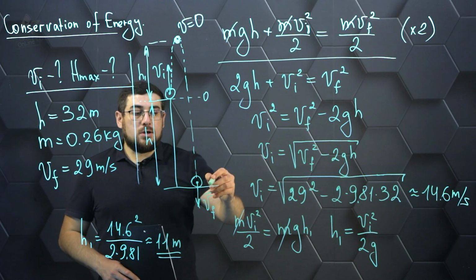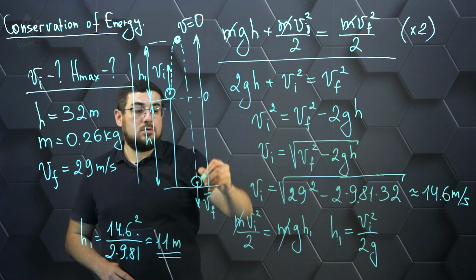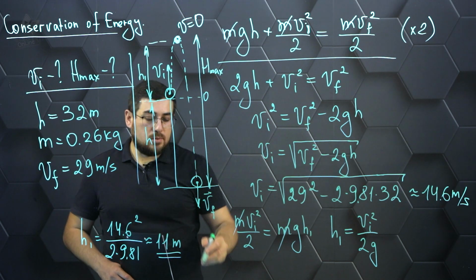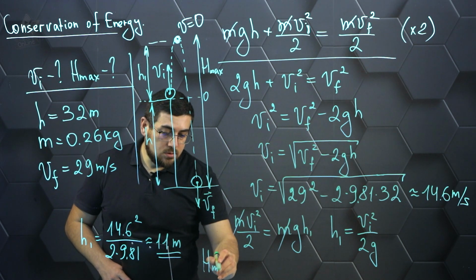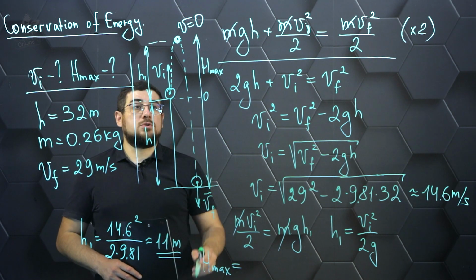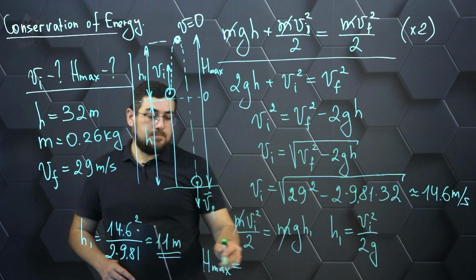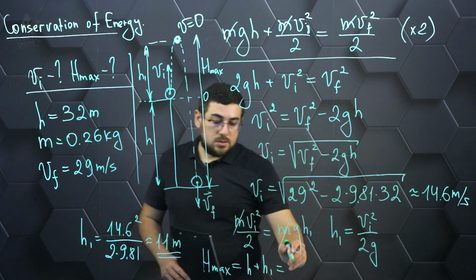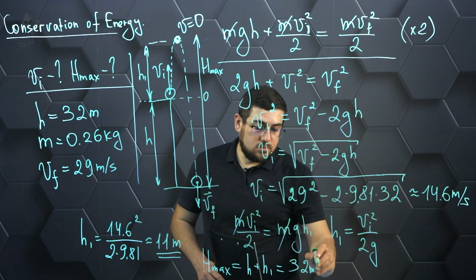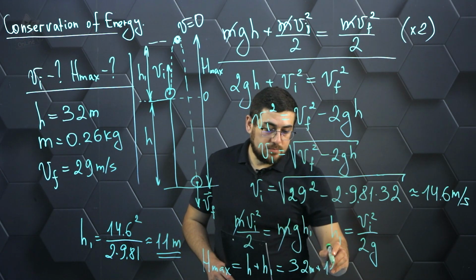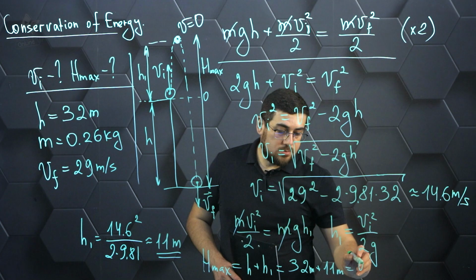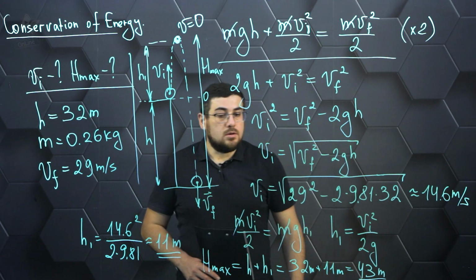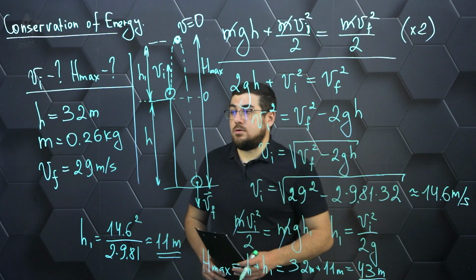And then what's the maximum height the body will rise to from the bottom of the cliff? This is something that you and I have to determine. We can see from the figure that it's the sum of these two heights, H plus h1, so 32 meters plus 11 meters, and we get 43 meters. Well, in principle, the answer is also quite realistic.